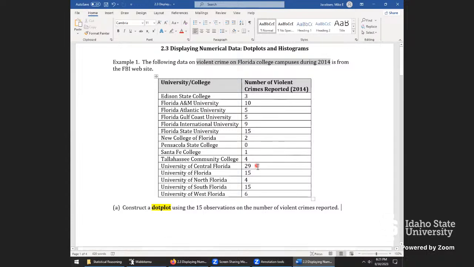We shouldn't hold it against them because it says Central Florida. We don't know how big that one is. That could be a humongous campus. It could be, say, 30,000 students, maybe more. So I don't have the per capita crimes. I just have the actual numbers themselves. So be forgiving for that campus, University of Central Florida.